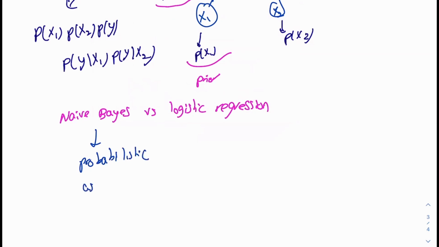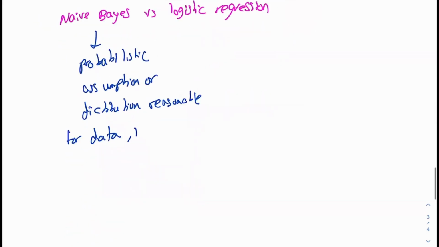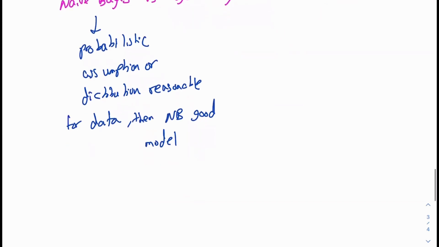If the probabilistic assumption or distribution are reasonable for the data, then naive Bayes is a good model. Otherwise, a discriminative model or logistic regression is going to be a better model, right? Let me tell you something about that. George Box was a very famous statistician. He said a very important quote: all models are wrong, but some are useful.